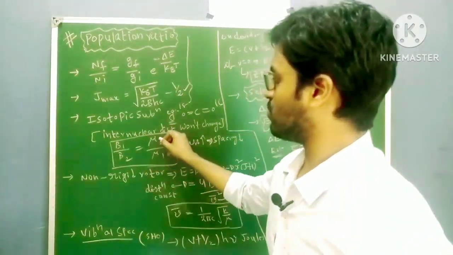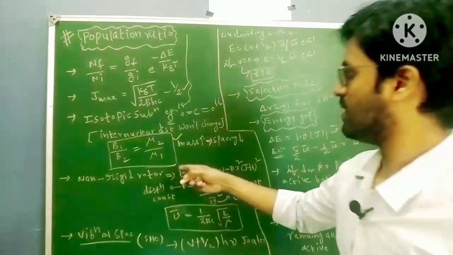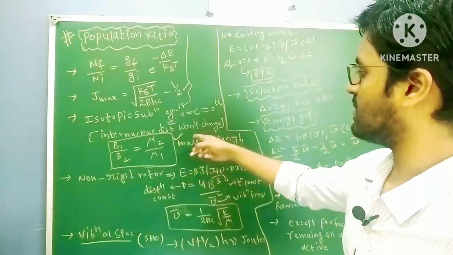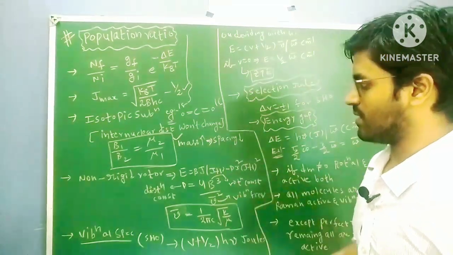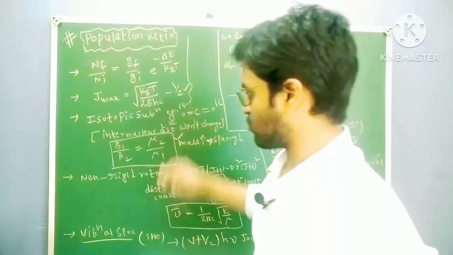B1 by B2 equal to mu2 by mu1. This formula is very, very important. Just remember the direct formula. That means B1 here, mu1 here, inversely proportional. So mass increase, spacing decrease. B is nothing but spacing. So when mass will increase, spacing will decrease. So this is about the rigid rotor, rotational spectroscopy, rigid rotor.